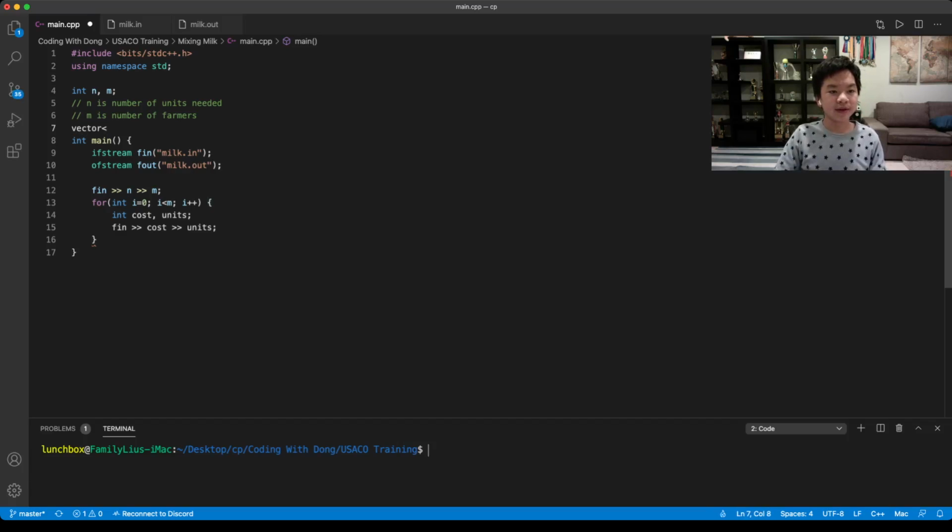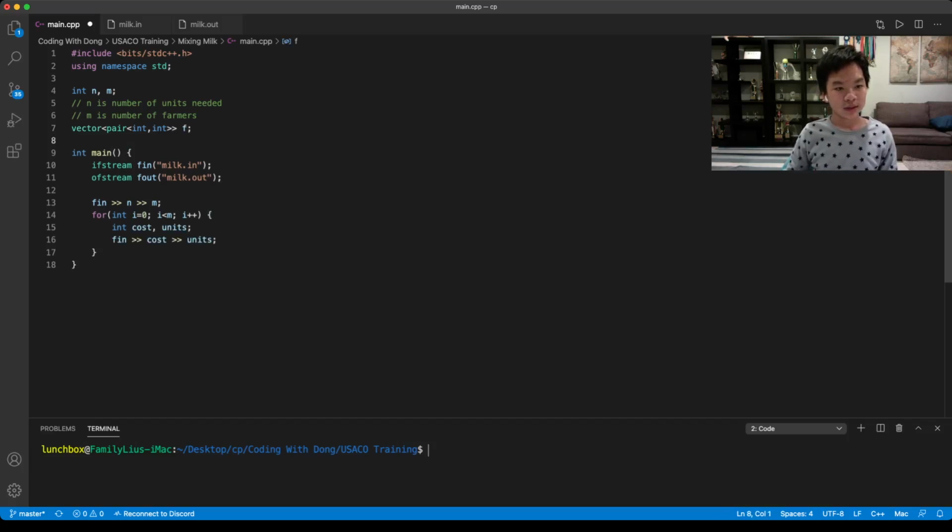Okay, so now we should have something to store. So we can use a vector of pair. Let's call this farmer as an f. So then now we need to push this into our vector. So you should need push_back. Here we should index it: the first element should be the cost, the second one should be units.